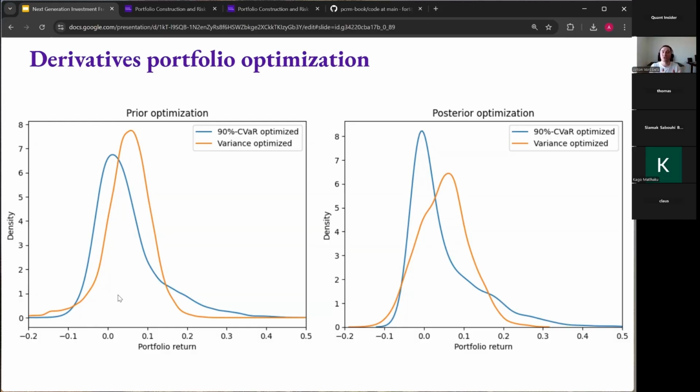So I encourage you to do that and then really see the big difference for yourself. And then here we have a posterior optimization where in the code we introduce some more mass into the left tails of this equity return distribution, so you can compare it there also.